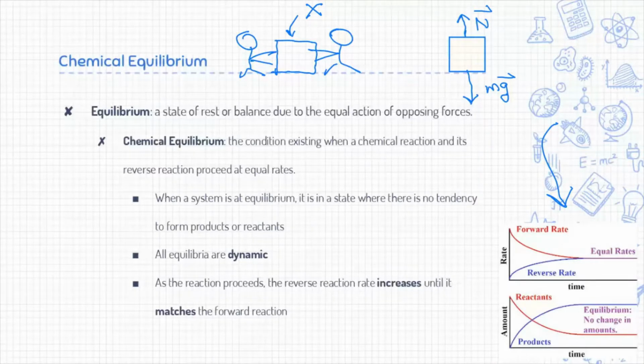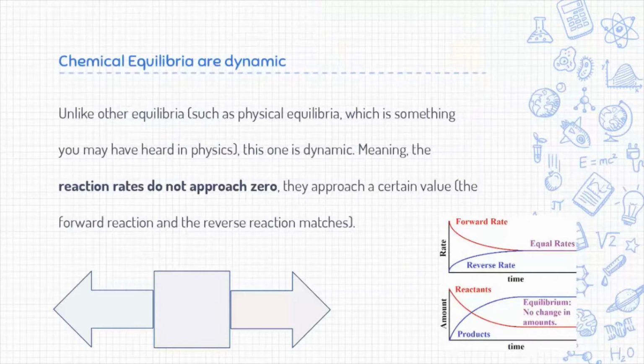All right, moving on. So again, chemical equilibria are dynamic, unlike other equilibria such as physical equilibria, which is something you may have heard in physics and something I've just introduced. This one is dynamic, meaning the reaction rates do not approach zero, they approach a certain value. If you're taking notes, you probably should write this down because this is probably one of the most important things that everyone forgets about in equilibrium, and Ms. Pulick will 100% test you on this.